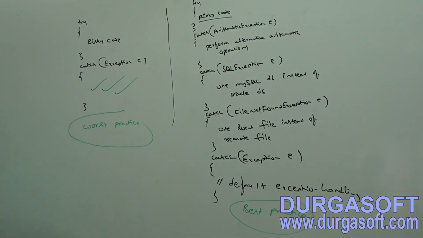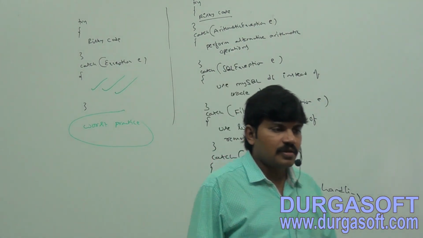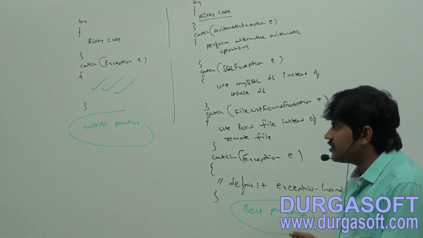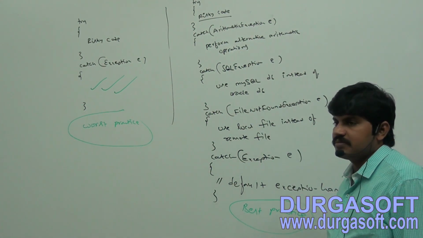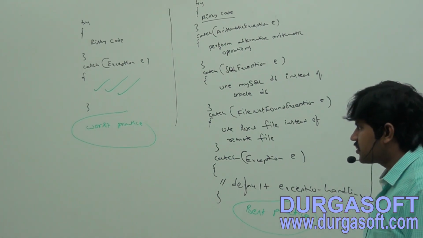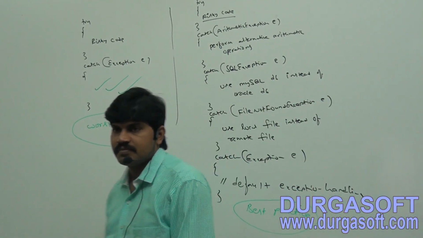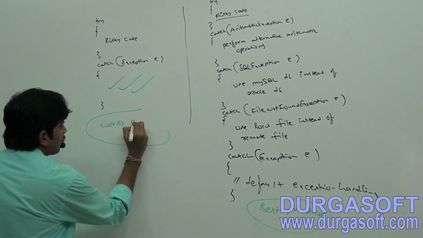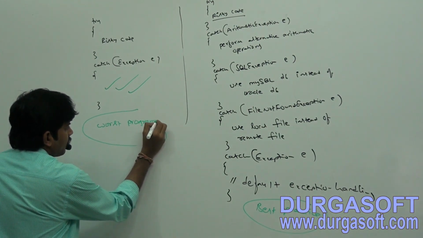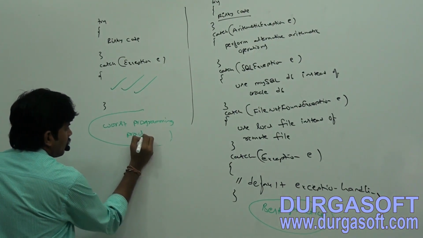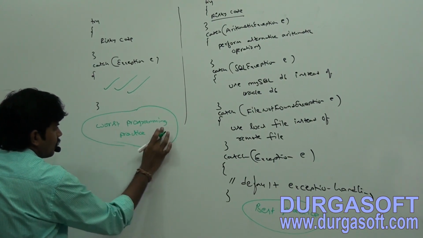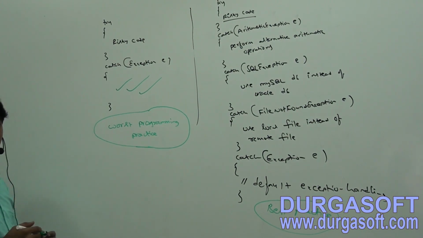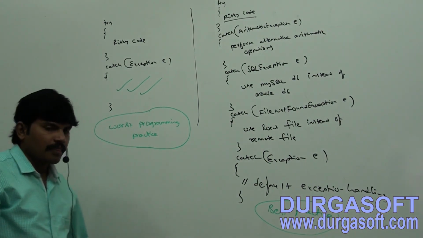Take both examples side by side. Sir, in the first one, a single catch block we are taking. Try, risky code, catch any type of exception, single catch block. Worst programming practice.